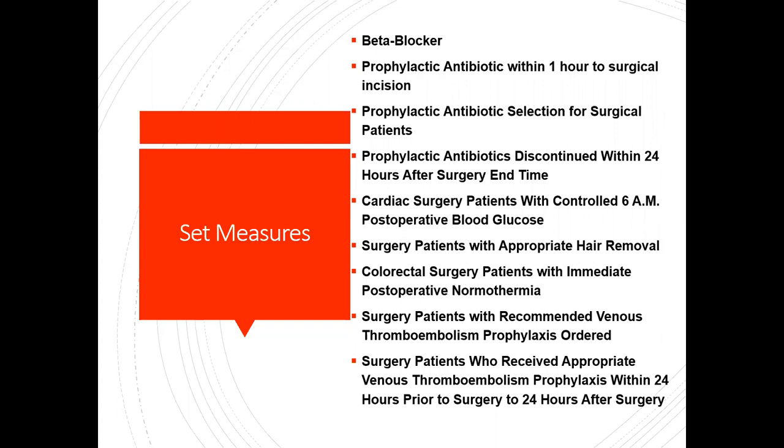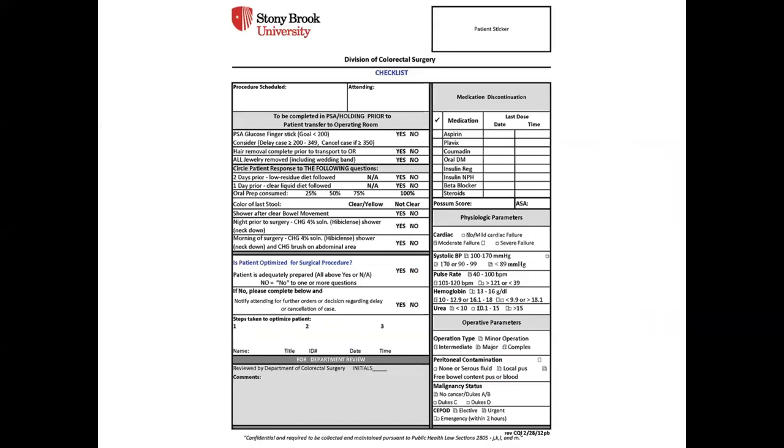And if the hospital doesn't have these met, it can lead to poor outcomes for their patients and poor outcomes by the Joint Commission, which we don't want. So this is an example of a surgery checklist.